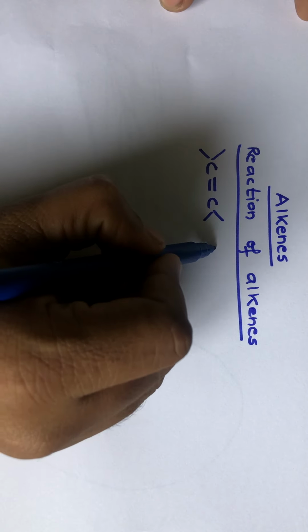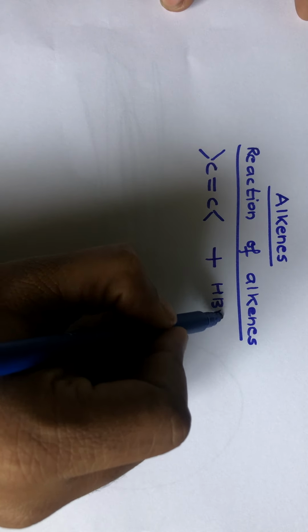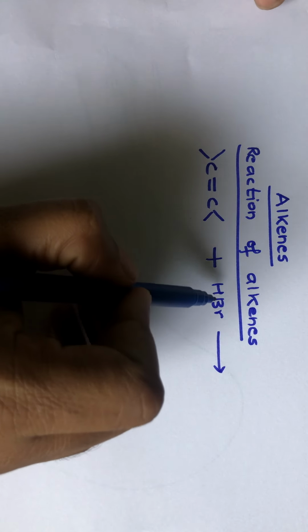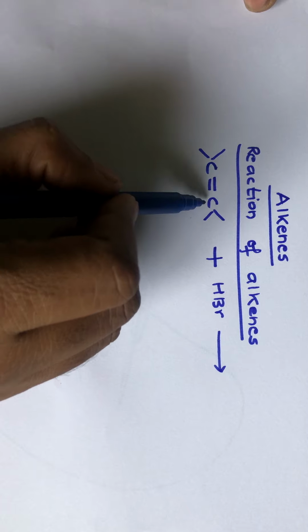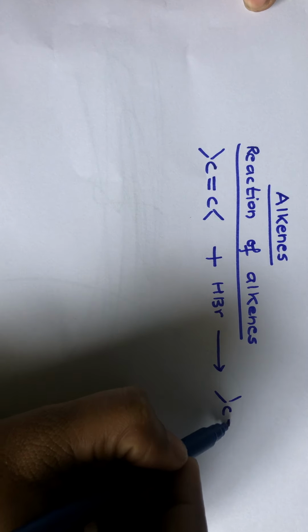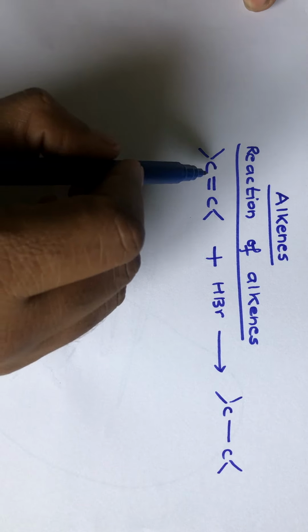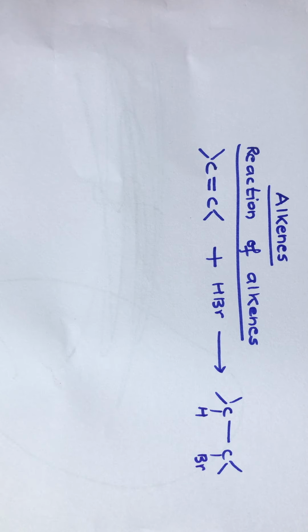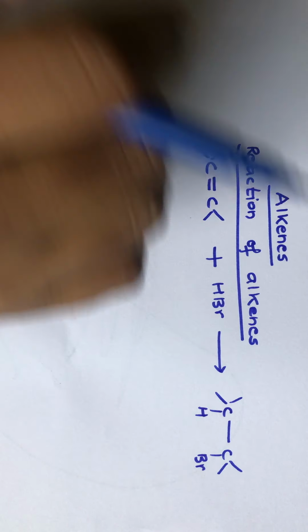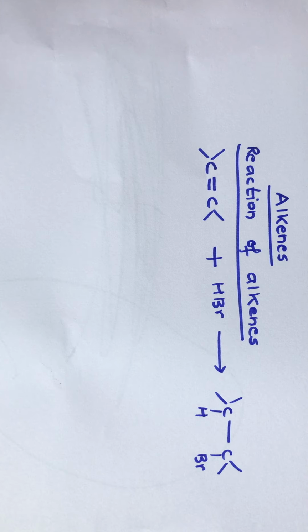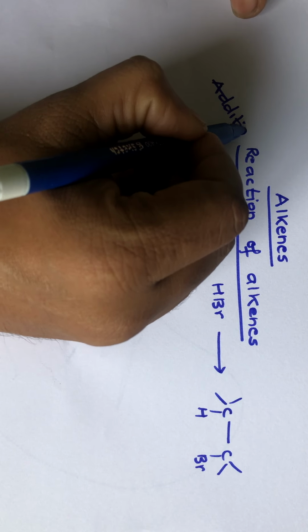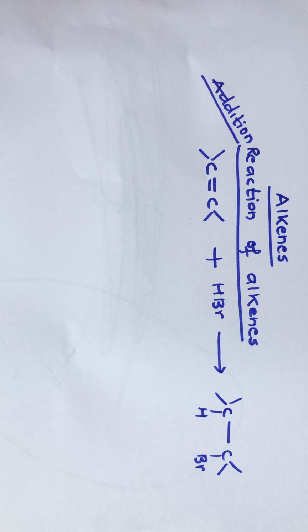For example, if you take this alkene and add HBr, HBr dissociates to give H plus and Br minus. So H plus will get attached to one carbon and Br will get attached to another carbon. When addition takes place, the double bond gets converted into a single bond. To one carbon, hydrogen gets attached and Br gets attached to the other carbon. So this is a general addition reaction that we come across. Alkenes undergo addition reactions because they contain a carbon-carbon double bond. Hence addition across the carbon-carbon double bond takes place.